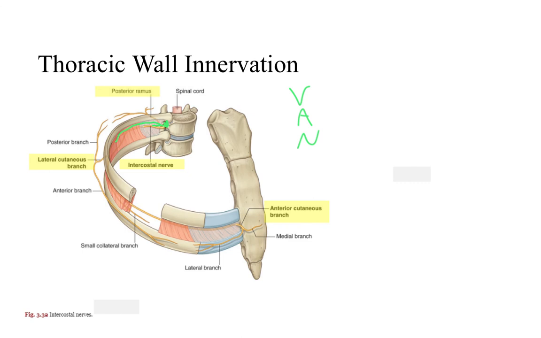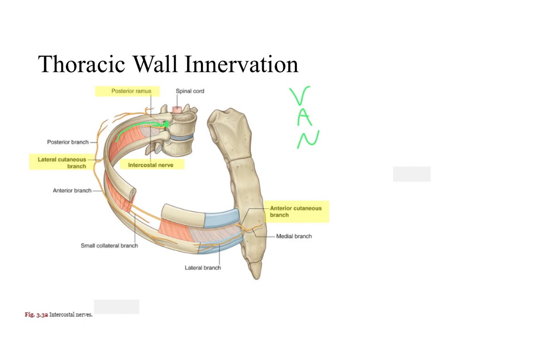Just like the vein and artery, yet I didn't mention this, the nerve, the vein, and the artery run in between the internal intercostal muscle and the innermost intercostal muscle. So they're nestled between those two sets of muscle, the innermost intercostal muscle and the internal intercostal muscle, so kind of protected by that muscular layer.